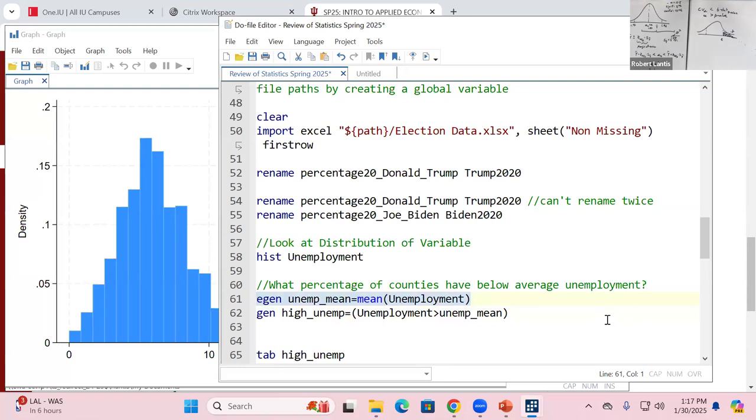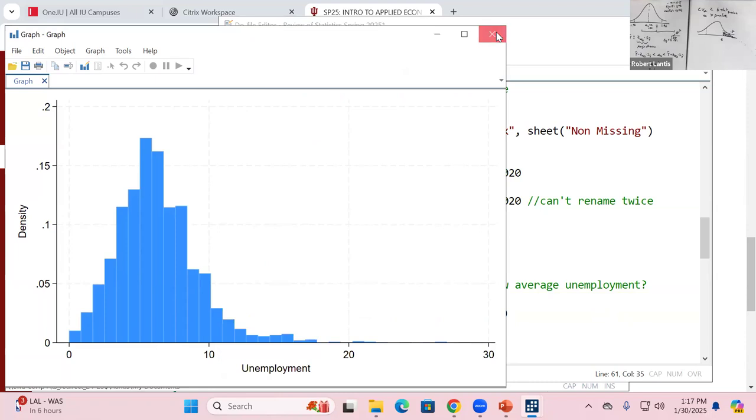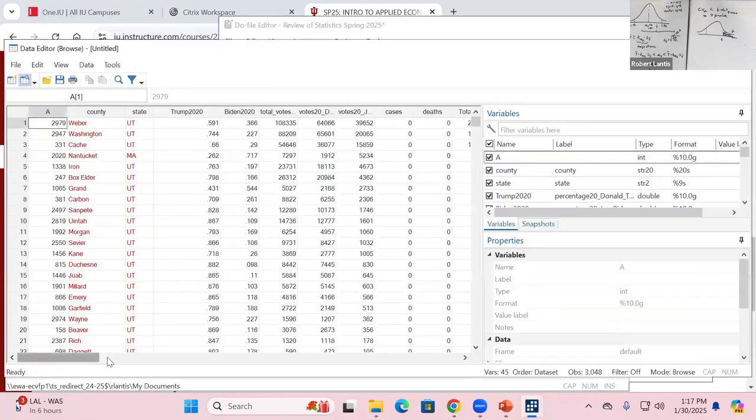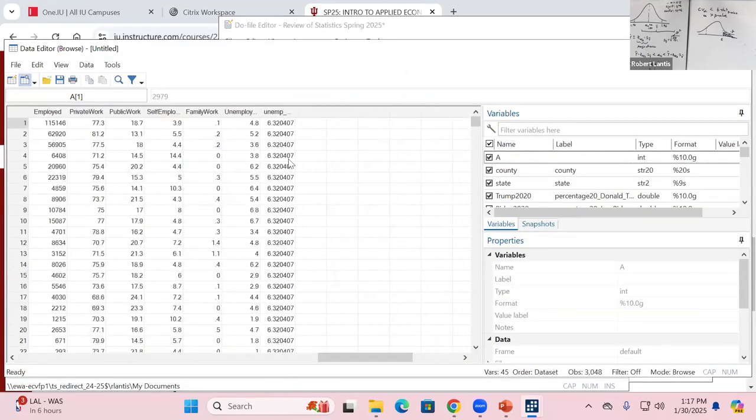I can use this egen function, and I want to create whatever the unemployment rate mean is, and it's just equal to the mean of this unemployment rate variable. Now, what that will do is create a variable that just puts in whatever the mean of the unemployment rate was for every single observation. So what I can now do is say, it'd be really cool if I could create a variable right here that was a 1 if this county's unemployment rate was above the mean and a 0 if not. That way I could identify what counties had above or below the average unemployment.